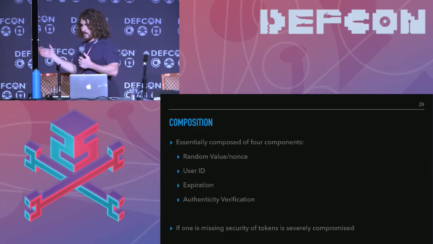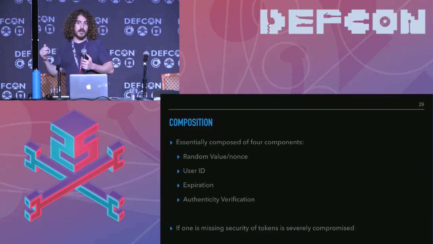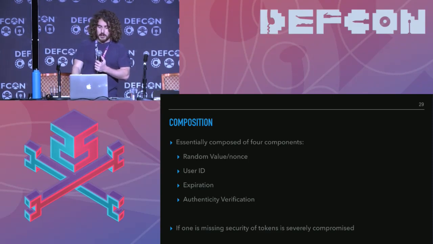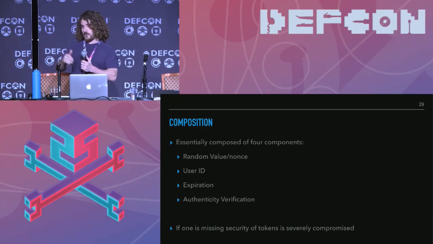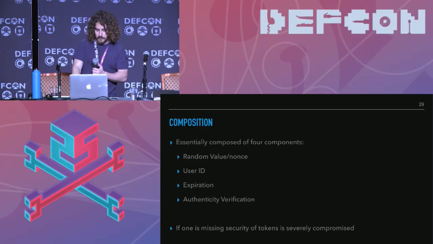If you don't have an expiration time, it lasts forever. If you're not verifying authenticity, you can forge tokens potentially. User ID, if you don't scope it to a specific user, you could steal a token from any one user and use it for everyone else. Or if you were a valid user on there too, you could grab a token for yourself and then use it for other users and just kind of force it in.